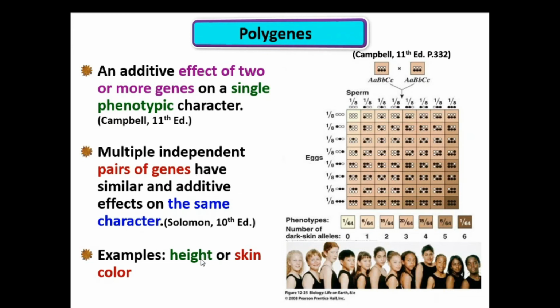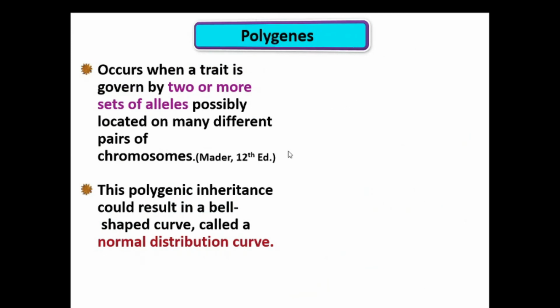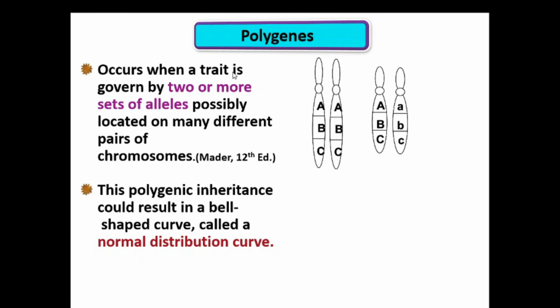For example, the characteristics that we can use to discuss the polygenes here are either the height or the skin color. For the polygenes, it occurs when a trait is governed by two or more sets of alleles, possibly located on many different pairs of chromosomes. So this is according to Mader, in his 12th edition of the book.